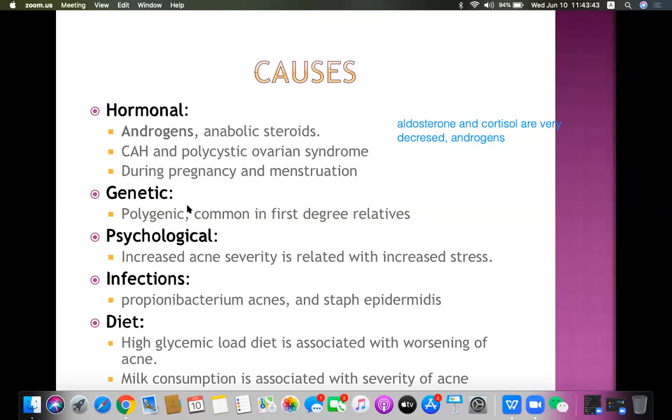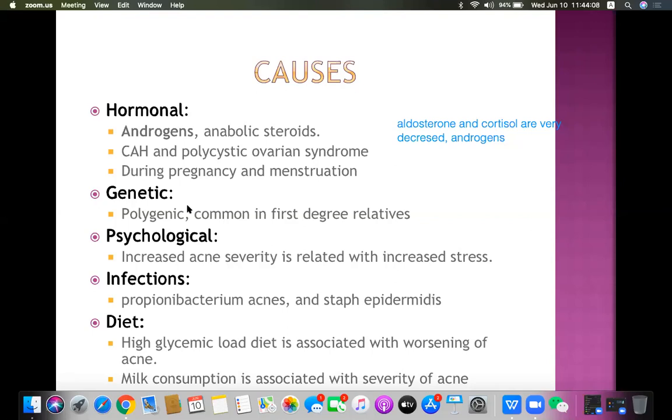Some of the genetic causes are also responsible, but we really do not know what those genes are. So we call them polygenic. And it is very common in first degree relatives. For example, it runs in the family. Inside the family, if the elder brother has acne vulgaris, the younger one has a very high chance to develop it. Even the other siblings can have the chance.